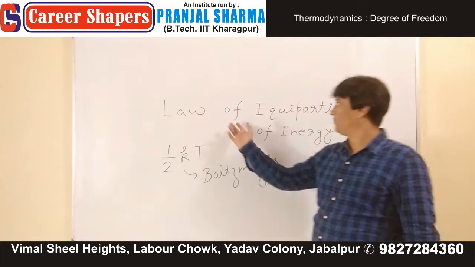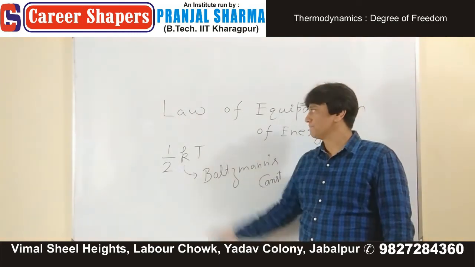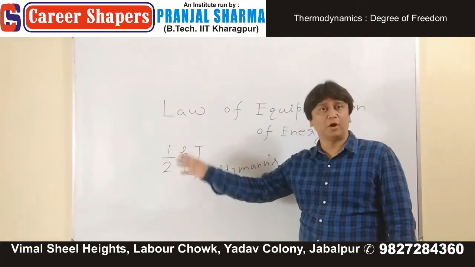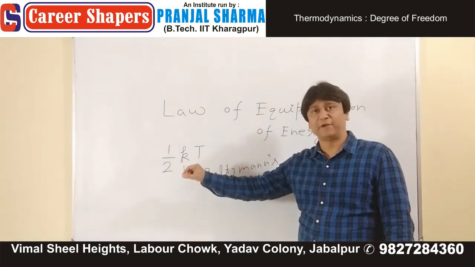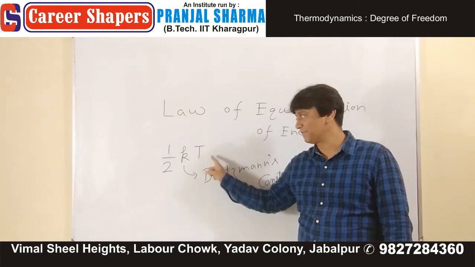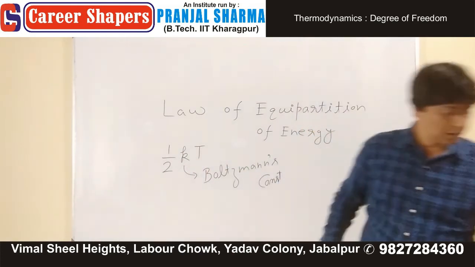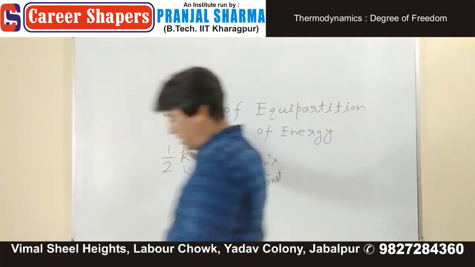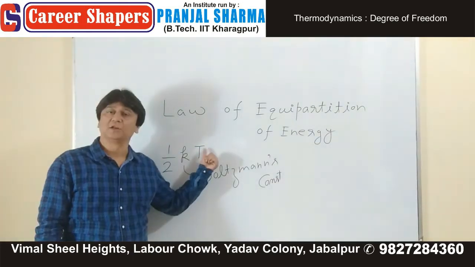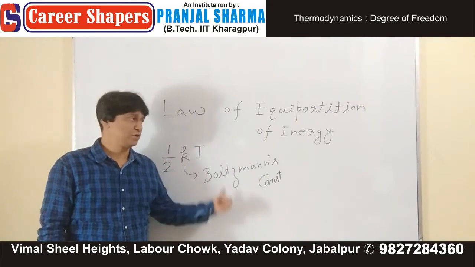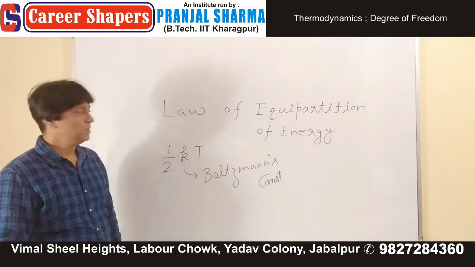So energy of each and every molecule for a given degree of freedom is what? Half kT. Remember this part, where k is Boltzmann's constant and T is what? Absolute temperature of the body, that is temperature in the Kelvin.